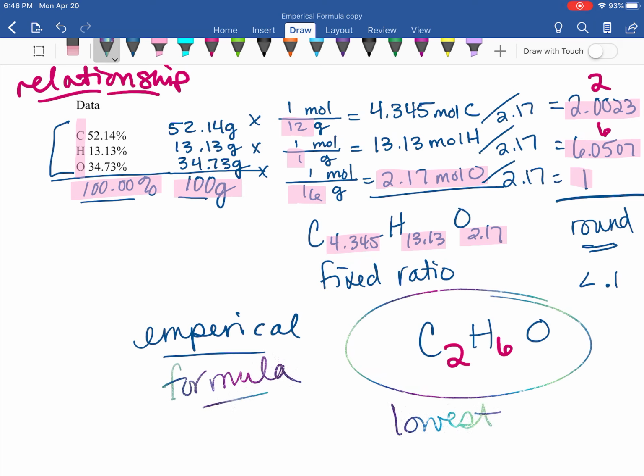Now, we could also have C4H12O2. That would have the exact same relationship. Why we get that lowest ratio is this step right here in our math. So we always start here. Without another piece of information, this is all we can do. You can get to your empirical formula.